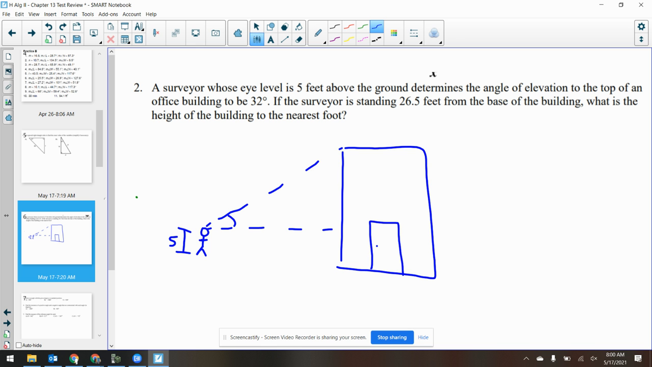So, excuse me, the angle is 32 degrees. He's standing 26.5 feet away. That's the 26.5. What is the height of the building to the nearest foot? So I want to find x. Now remember that x is that piece in there, so don't forget to add back on the 5 feet in the end. Right. What trig ratio is going to do that for us? Sine, cosine, or tangent?